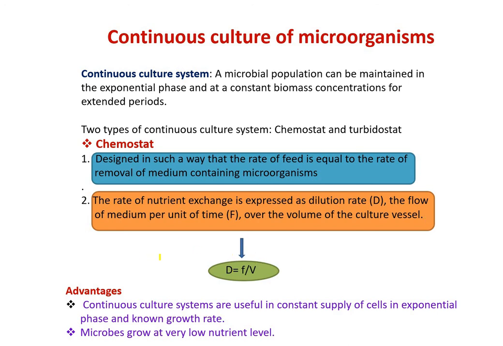Now the advantages of the continuous culture systems are that they give a useful and constant supply of cells in exponential phase and a constant growth rate, and the microbes grow at a very low nutrient level.